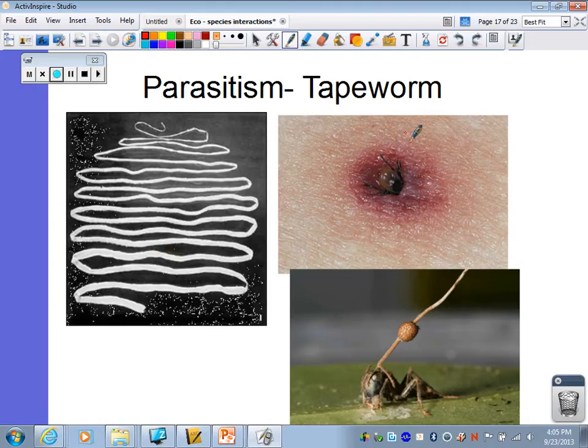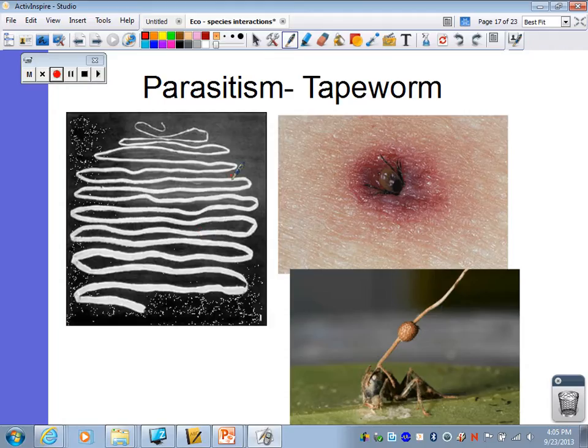Ticks are a big parasite that you can catch around here. We're having a large incidence of Lyme disease from tick bites in this area, so that's something we have to be careful for. And then this is a type of fungus. It's actually called a parasitoid, where this happens to quite a few different types of insect species, where if the insect ingests or breathes in the spores, then the fungus actually eats them from the inside out, and they die.